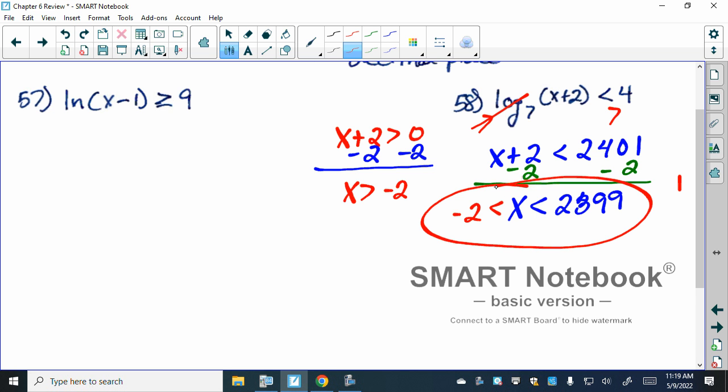You're welcome. And that's it. Now, if this had said greater than instead of less than, we don't need the restriction because 0 is not greater than 2,399. Now, whenever it's in an exponent, it really doesn't matter because the exponents can be positive, negative, or 0. We can have any number in an exponent. We can't have any number inside of a log. Any other questions on this here? Any questions on 57?